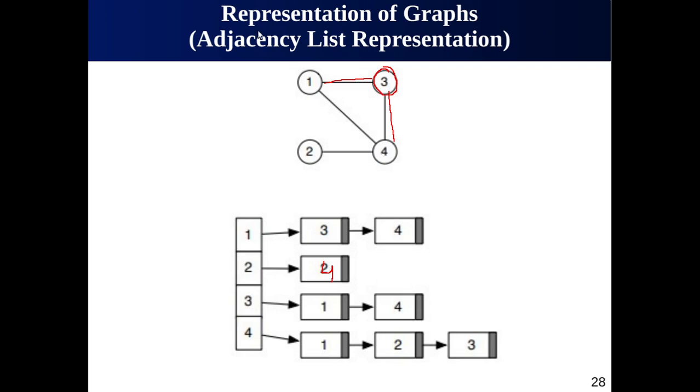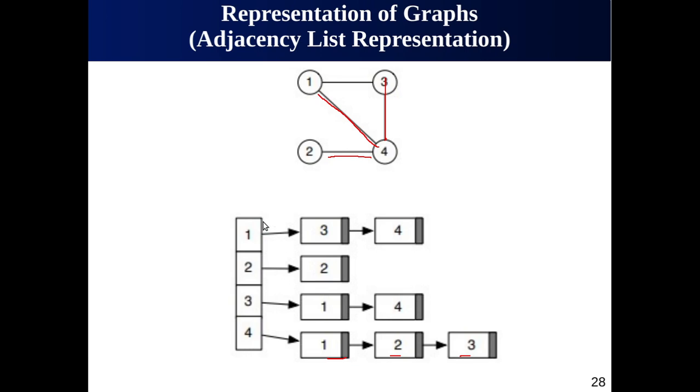And finally node number 4 has connections with node 1, node 2 and node 3. You see 1, 2, and 3. This is the linked list representation of the graph, and it is done with the help of a linear array. The size of this array is n, which means the total number of nodes. In this case, there are 4.